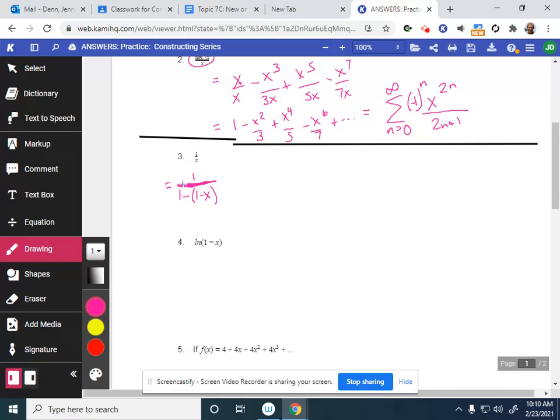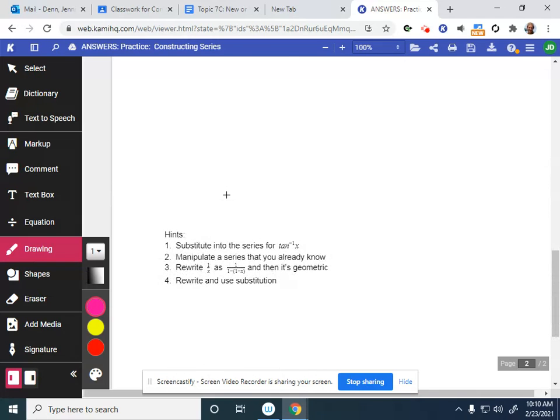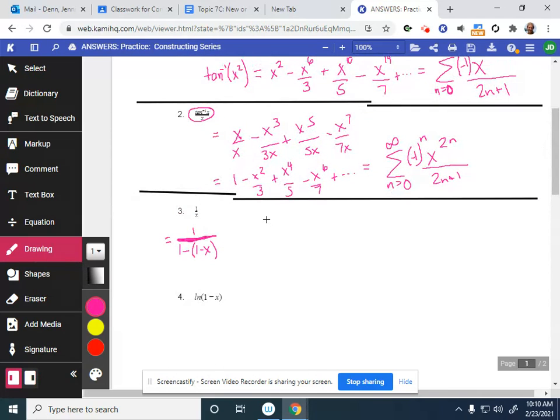So this is geometric. I can substitute. I'm not going to. I'm going to think about this as a geometric series, actually. Did I write down substitution for the hint? No, okay, good. So number 3, I'm going to consider this to be just geometric. A is 1 and R is 1 minus x. So the series is 1 plus (1 minus x) plus (1 minus x) squared plus (1 minus x) to the third, and so on. We're going to end up with the general term of just (1 minus x) to the n, going from 0 to infinity.